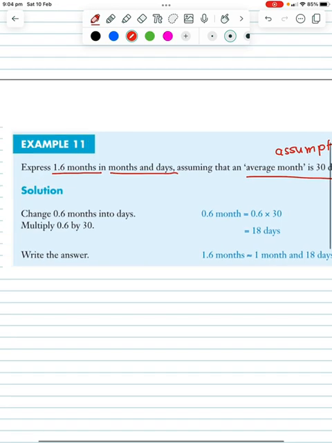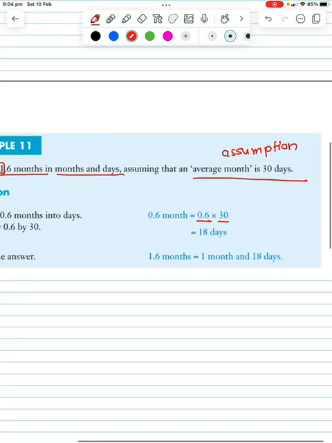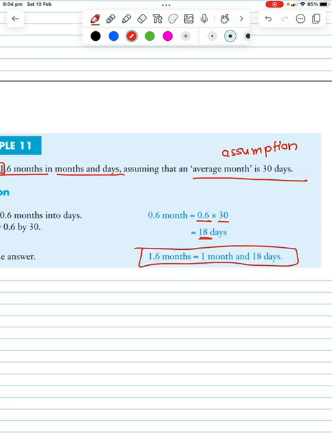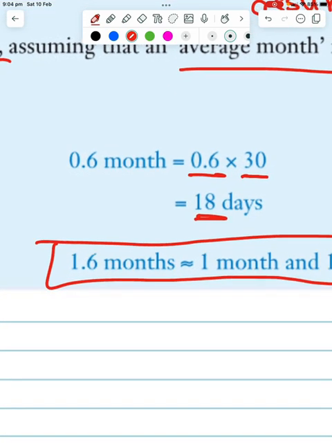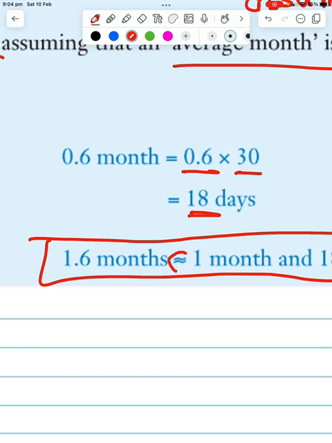So we know our 1 month is still going to be 1 month, so we need to work out that 0.6. So I'm going to take my decimal and then I'm going to multiply it by my average number of days in a month. And that's going to give me an answer of 18. So we can say 1.6 months is approximately equal to 1 month and 18 days. It's a bit hard to see, but this is our little wavy equals, which means approximately.